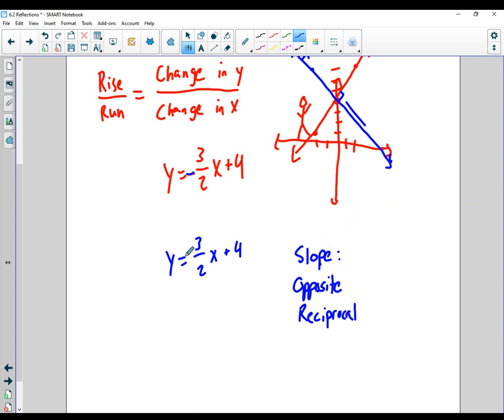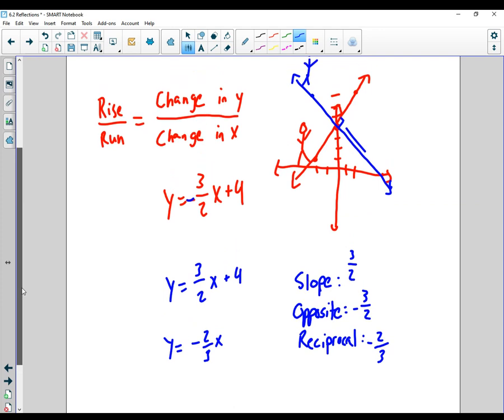So what do those two things mean? The slope here is 3 halves. Opposite means switch the signs. So since this is positive, I'm going to make it negative. If it was negative, I would make it positive. Reciprocal then means flip it. That's all it means. And so this would be the slope of a perpendicular line, -2/3 x. And then it doesn't really matter what the intercept is. But that's all we need to know to solve these problems.